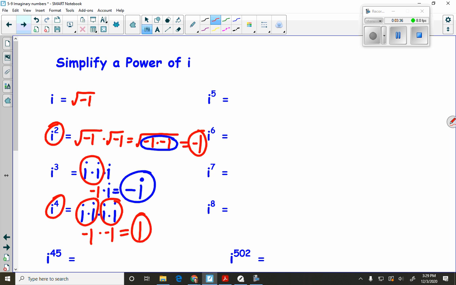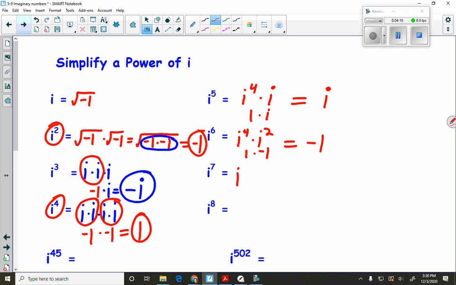So that means if I continue on and I keep multiplying times I, times I, times I, an I to the 5th is the same thing as an I to the 4th times I. Which means an I to the 4th is 1 times I. And so really, this thing just equals I again. So I to the 5th is just I. I to the 6th is an I to the 4th times I squared, which is a 1 times, we said I squareds were negative 1. A 1 times a negative 1 equals negative 1.